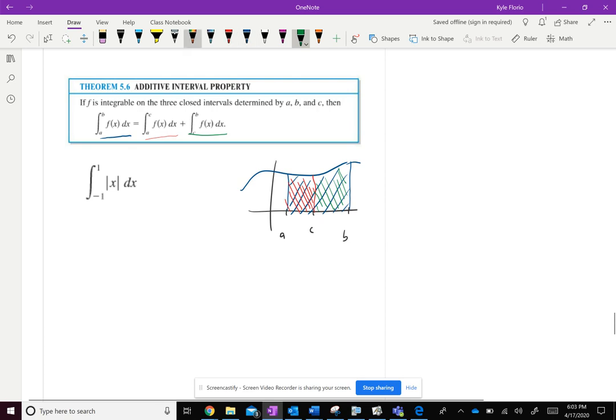Where that's going to be helpful is in this example right here. If I wanted to find the area under the absolute value of x from -1 to 1, what does that look like? The absolute value of x looks like this. And I want to find the area between the x-axis, that function, and -1 and +1. So I'm really just looking for this area right here.